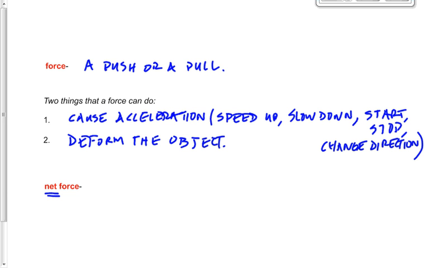The gross pay is what I start with. The net pay is the total after I've done everything to it. The net force is the total force. The total force acting on an object.